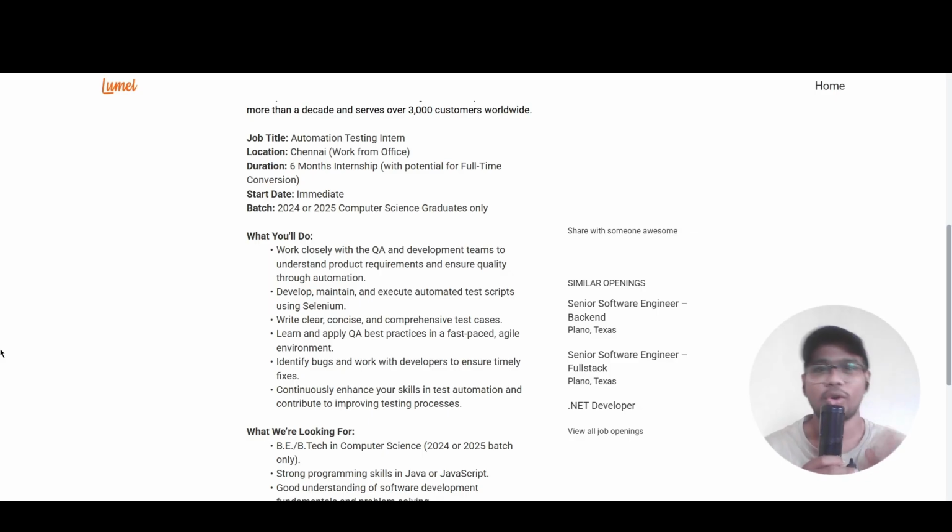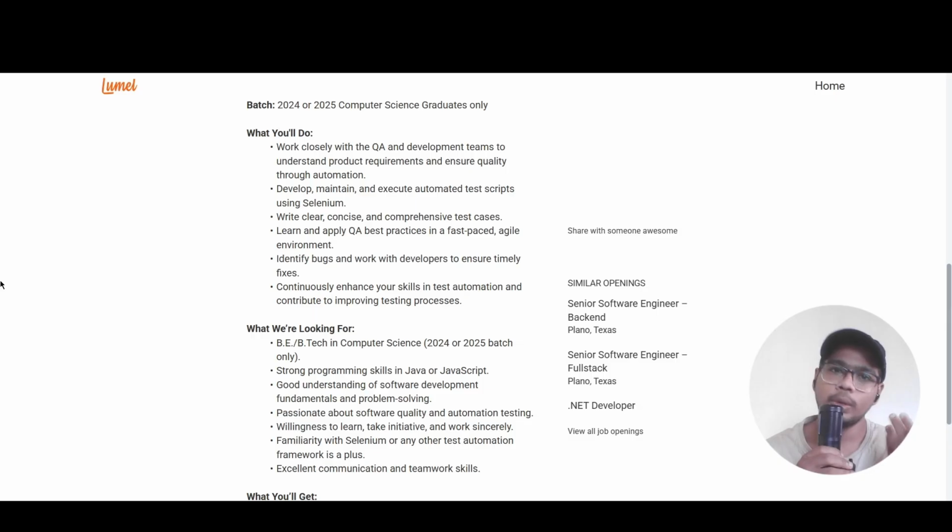Lumel is hiring for an automation testing intern, and the job location will be Chennai. The duration will be 6 months, and if you have the right potential, you will be converted to full time. The start date is immediate. If you are looking to join immediately, this is a right opportunity, and they are only hiring the batch of 2024 and 2025. Let's know what you will be doing in this role.